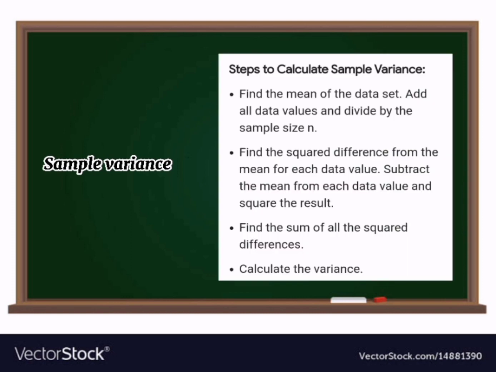These are the steps to calculate sample variance. First, find the mean of the dataset: add all the data values and divide by the sample size n. Second, find the squared difference from the mean for each data value: subtract the mean from each data value and square the result. Third, find the sum of all squared differences. And last, calculate the variance.